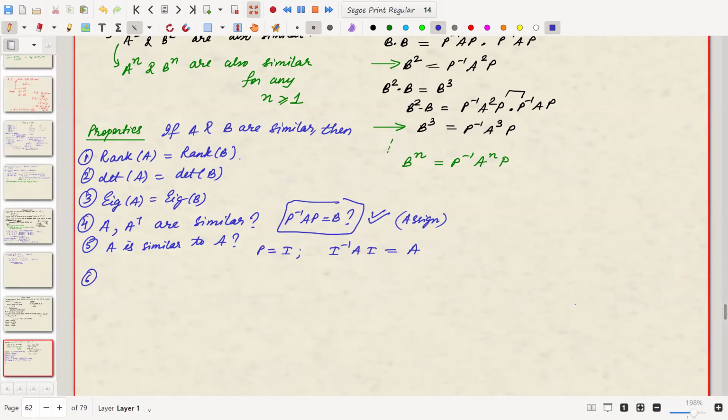Now I am telling you one thing: if matrix A is similar to matrix B, and matrix B is similar to another matrix C, then this implies that matrix A is similar to matrix C. That means if Mr. Aman is similar to Mr. Aditya, and Mr. Aditya is similar to Mr. Jubin, then you can say that Mr. Aman is similar to Mr. Jubin. So can you tell me why?